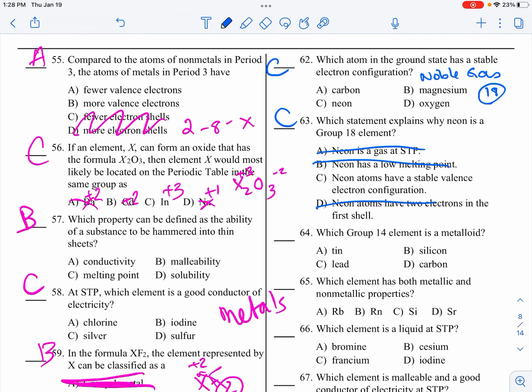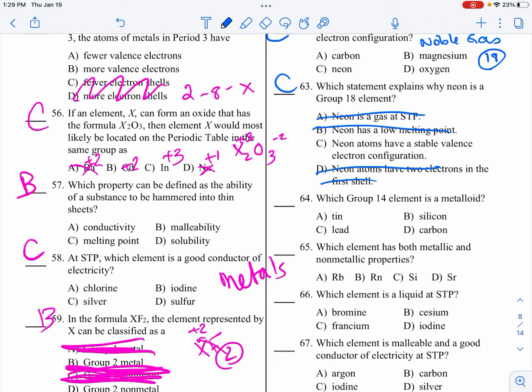Which group 14 element is a metalloid? So that starts with carbon. Carbon is a non-metal. And then silicon is a metalloid. So that's probably our answer. Both metallic and non-metallic properties would be a metalloid.